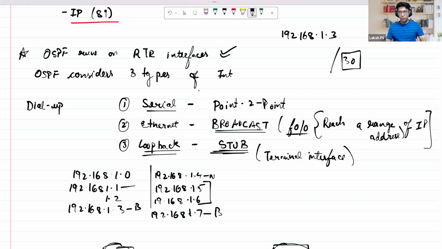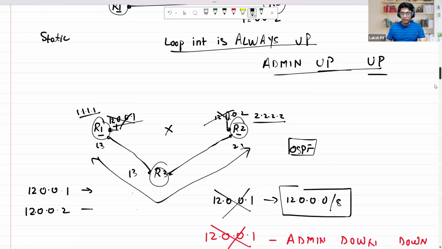Now, why are these interfaces important to understand? Because when we are checking from a troubleshooting point of view, this is important to understand. And where will we come across these interfaces in OSPF? I will tell you when we start the practical. All right. Now, let us go ahead with OSPF on serial interfaces.